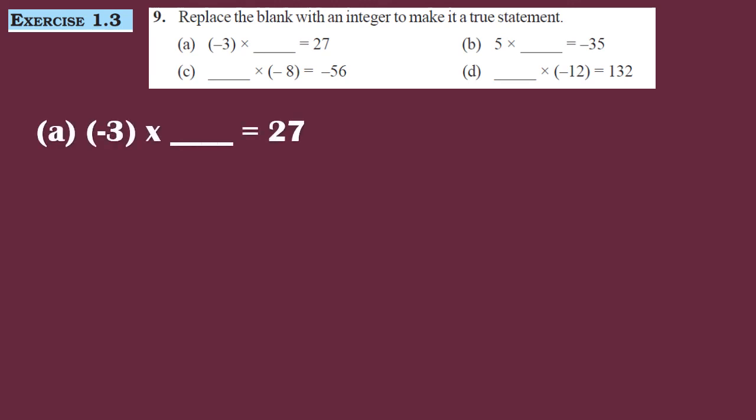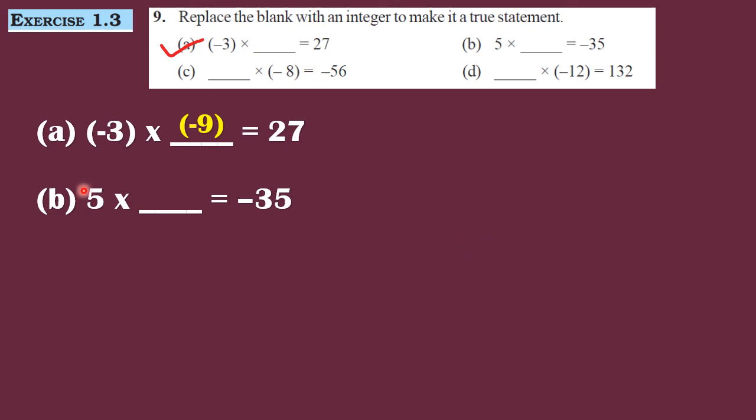First one, negative 3 into blank equals 27. So it is negative 3, one negative integer, and the product is positive. So negative into negative is positive. So definitely the blank integer should be negative. So 3 into which number will give you 27? It is 9. So minus 3 into minus 9 should come. Then only negative into negative, positive will come. Got it?